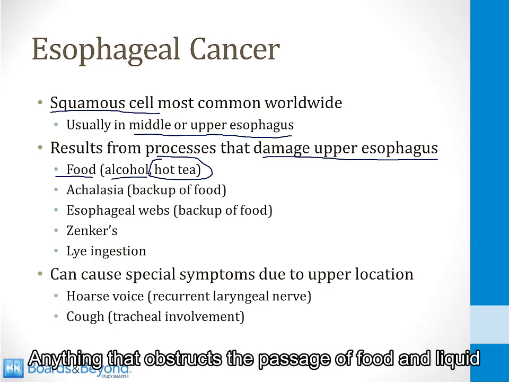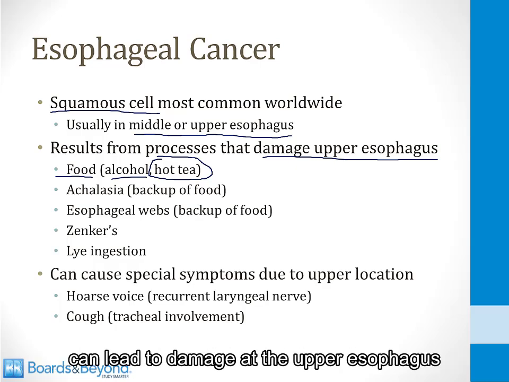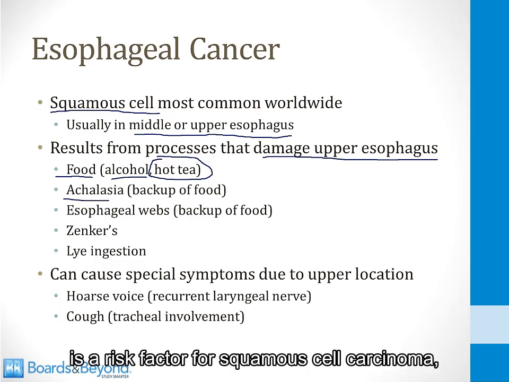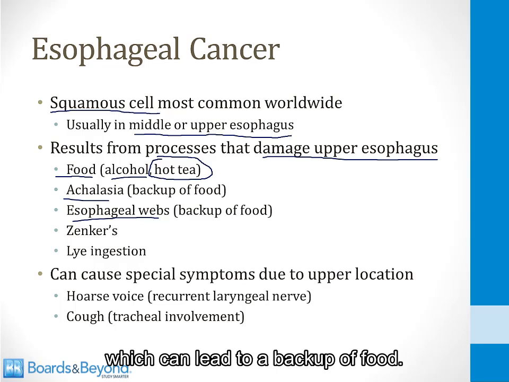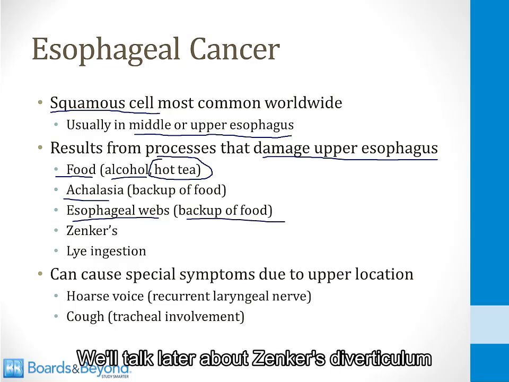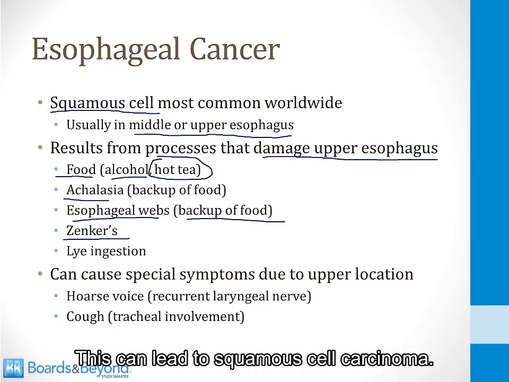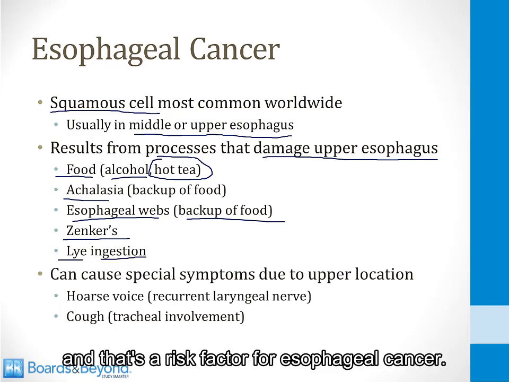Anything that obstructs the passage of food and liquid through the esophagus can lead to damage at the upper esophagus from backup of food. So achalasia, which we'll talk about later, is a risk factor for squamous cell carcinoma. So is the presence of esophageal webs, which can lead to a backup of food. We'll talk later about a Zenker's diverticulum, which can obstruct the movement of food. This can lead to squamous cell carcinoma. And finally, we mentioned lye ingestion before, and that's a risk factor for esophageal cancer.